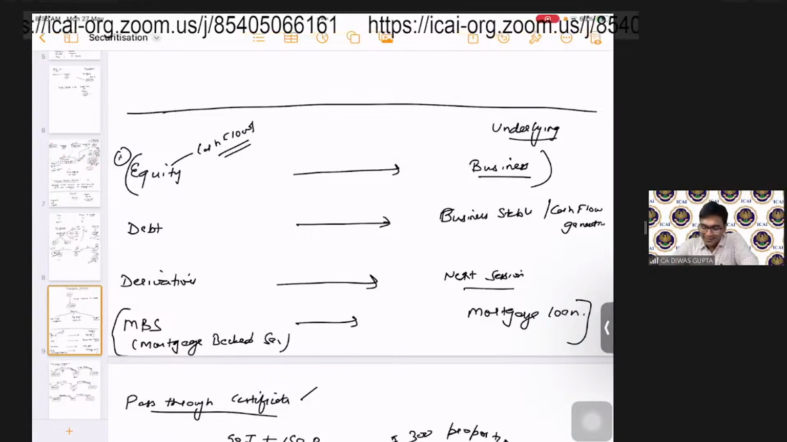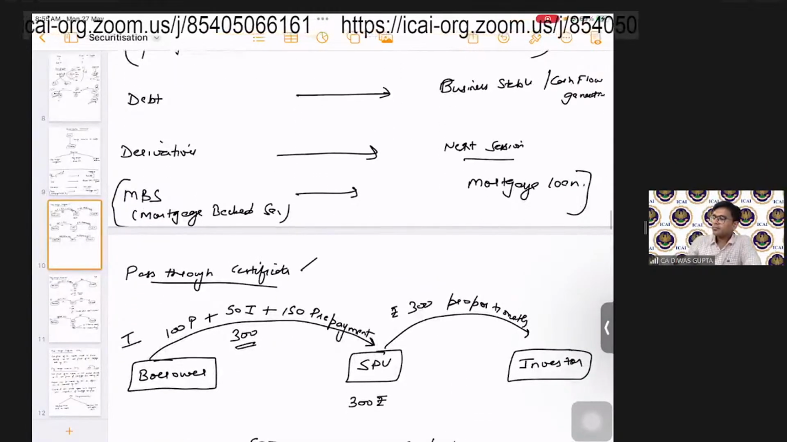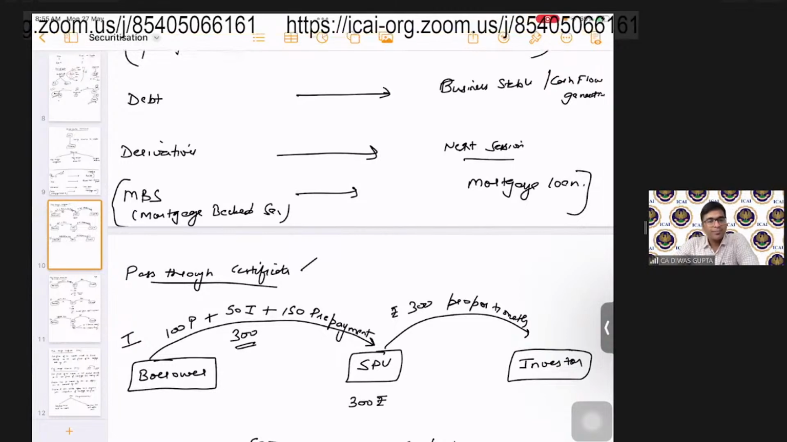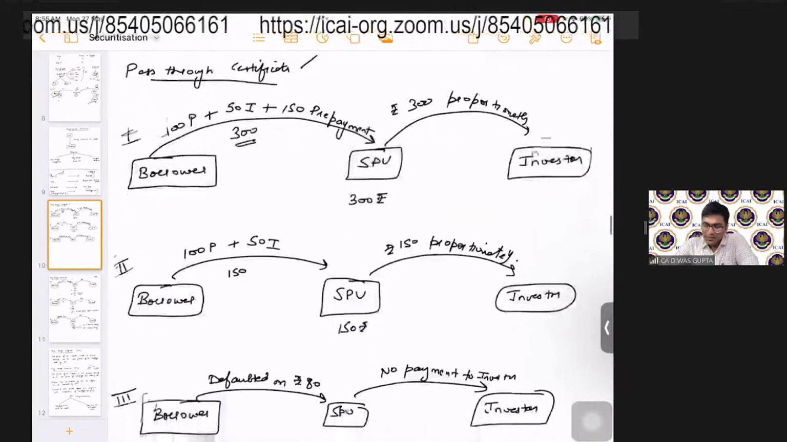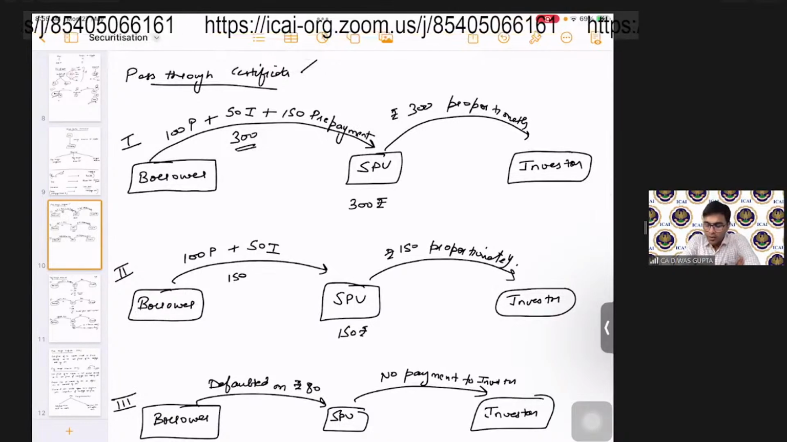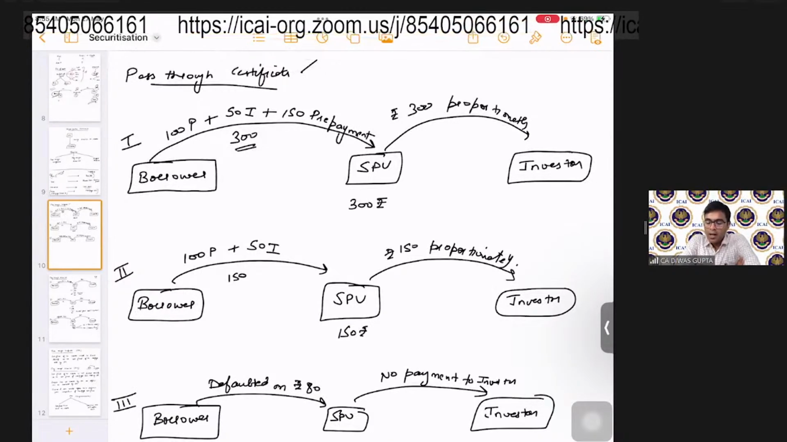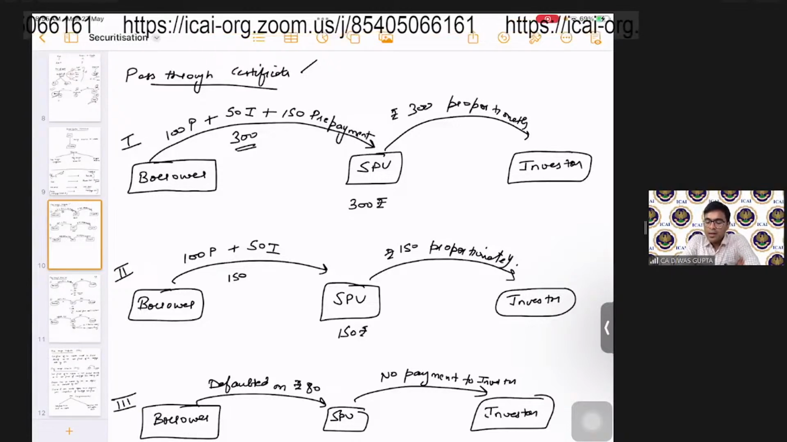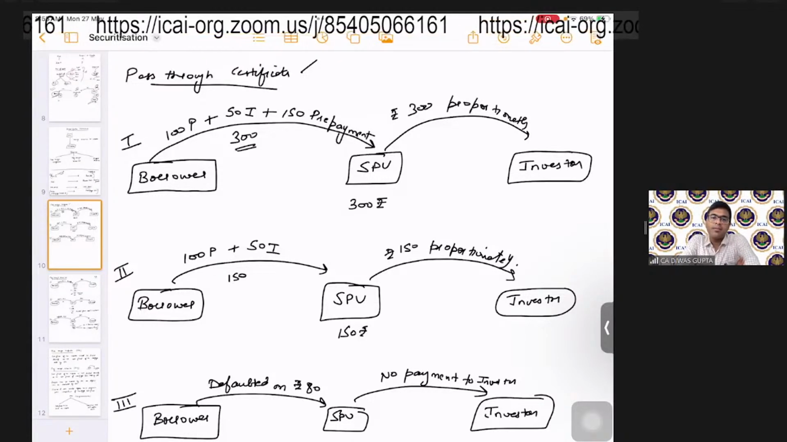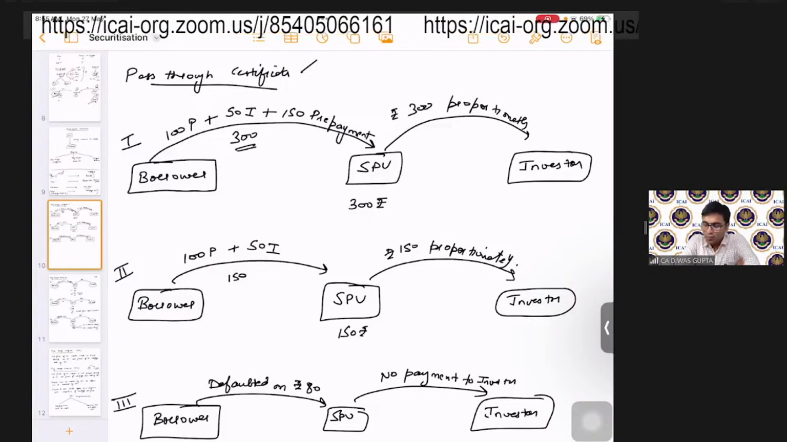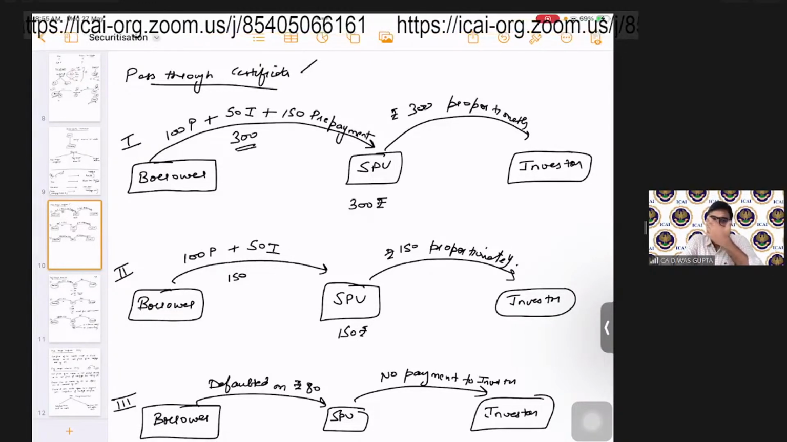Now, students, let's discuss in detail what these pass-through certificates are. Let's take three different cases. In the first case, the borrower is paying 100 of principal, 50 of interest, and 150 of prepayment. In totality, the borrower is paying 300 rupees back to the SPV, students.